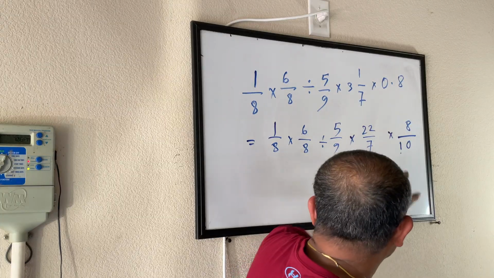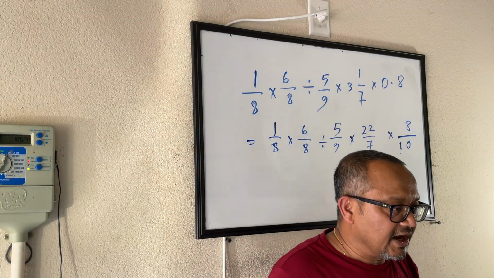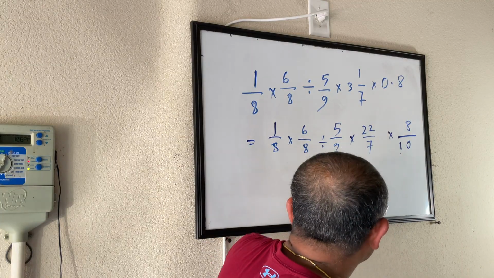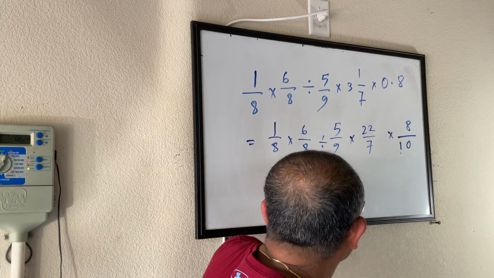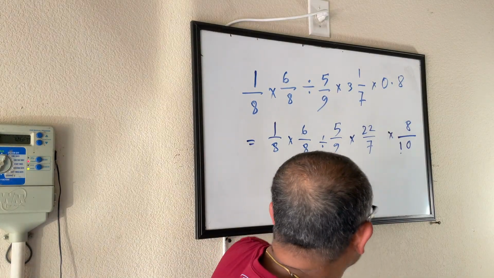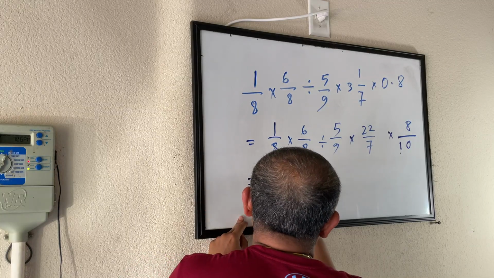So I have 8 over 10, 22 over 7. Now some of you might be thinking, okay, I have to do a lot of big calculation. Multiply all this, then I have to divide also. So let me do one thing. This is the only outlier right now. I can do this part first. So what I will do is, let me write my story.